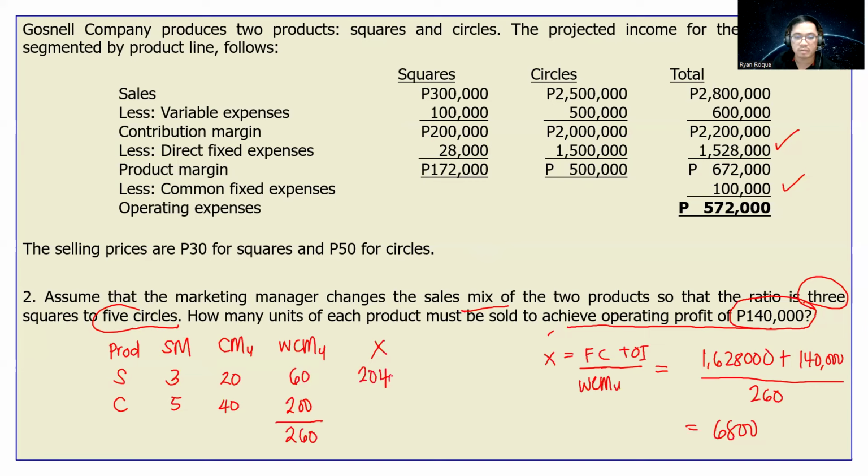So 6,800 times 3. How many do we have here? It's 20,400. And then for circles, we have 6,800 multiplied by 5. So we have 34,000. Therefore, for you to achieve a profit of 140,000, you have to sell 54,400 units of your products, and specifically, 20,400 for squares and 34,000 for circles.